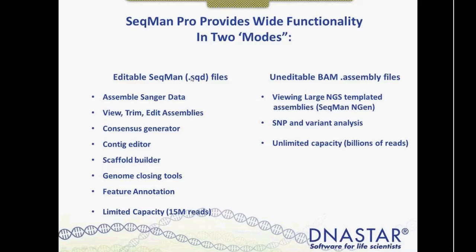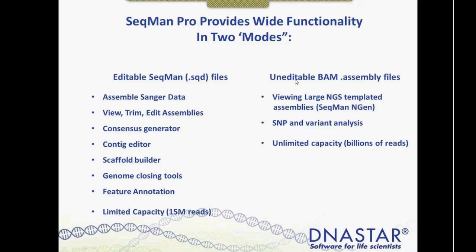All these edit points that you have in a fully editable SeqMan file add quite a bit of overhead to file sizes and efficiency. So BAM files are great in that there's no limit to the size really, but they're not editable. And SNP and variant analysis is usually done in this kind of a workflow, RNA-seq. And again, the capacity, we've had data sets with close to 10 billion reads in an assembly.